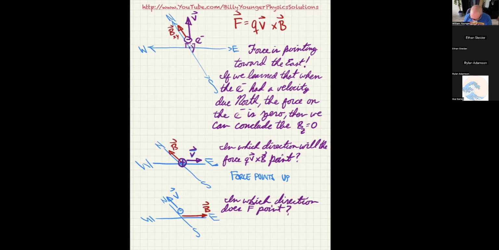I think you might have forgotten that it was a negative particle. That might be why you got the force pointing down.